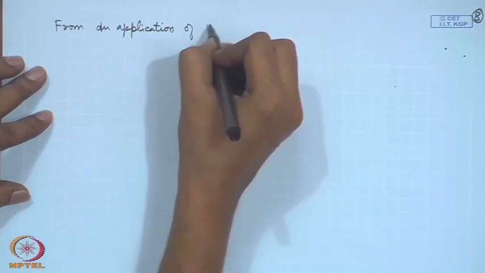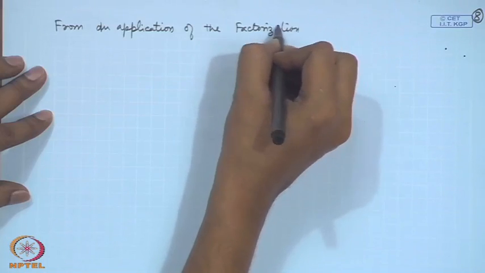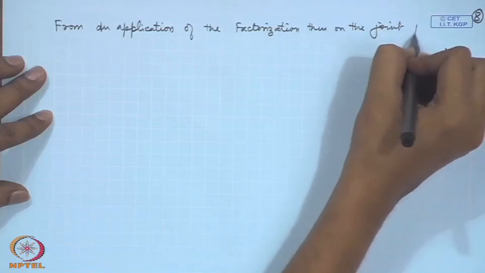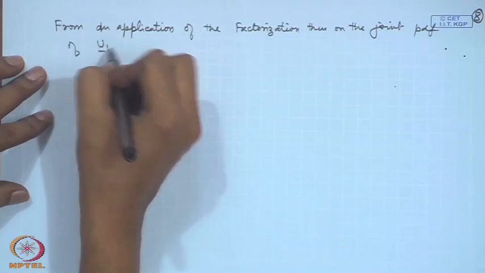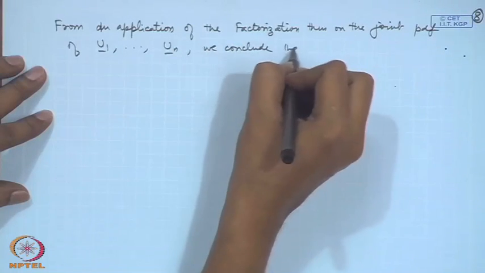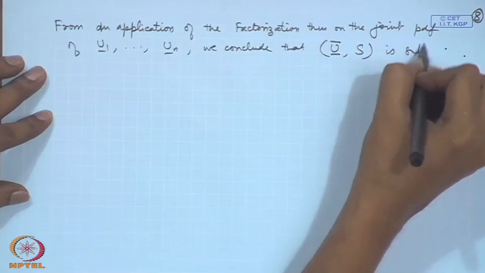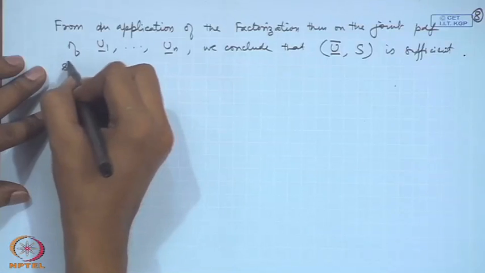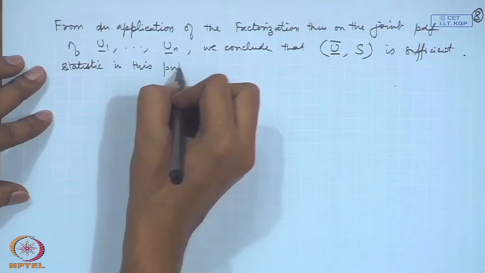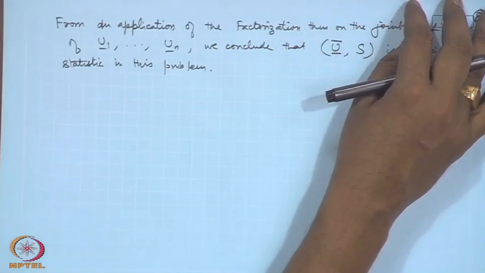From an application of the factorization theorem on the joint PDF of u1, u2, ..., un, we conclude that u bar and s is sufficient. So, this fact will be further useful in the inference problems.